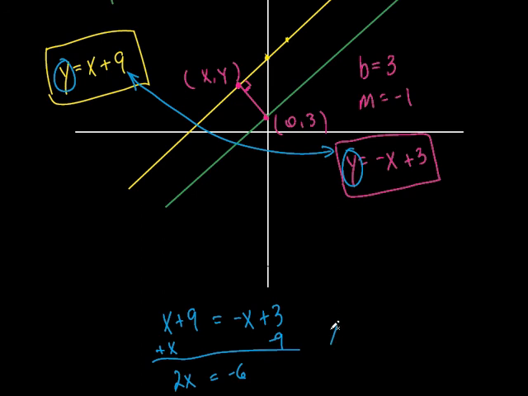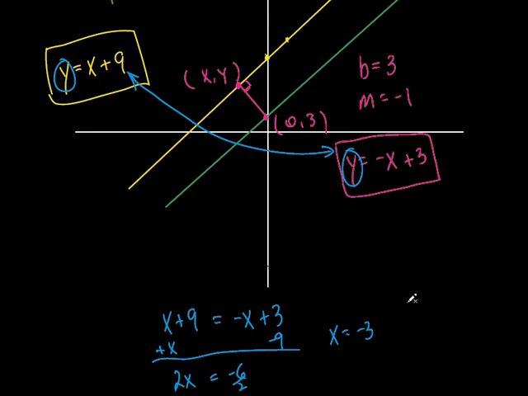Divide both sides by 2, so x is negative, what? Negative 3. Divide by 2. All right, so it's negative 3. So that's my x. Now I've got to solve for y. I could use either one of these equations. It does not matter. I could use this one, or I could use this one. It doesn't make any difference. Which one do you want to use?